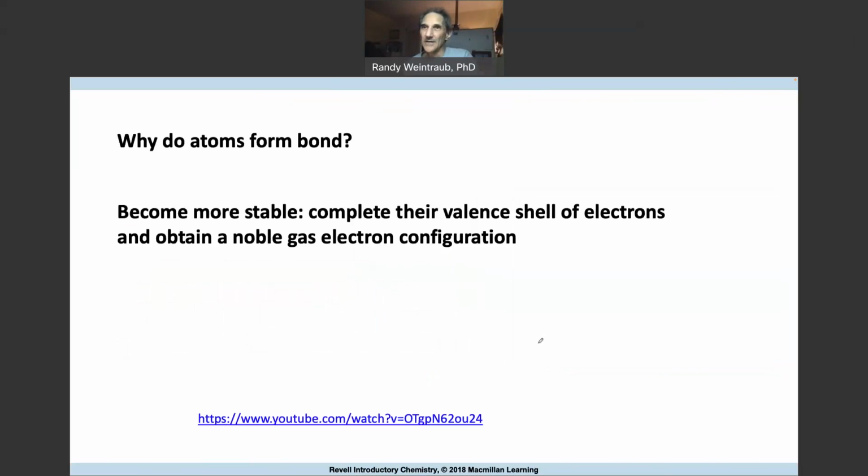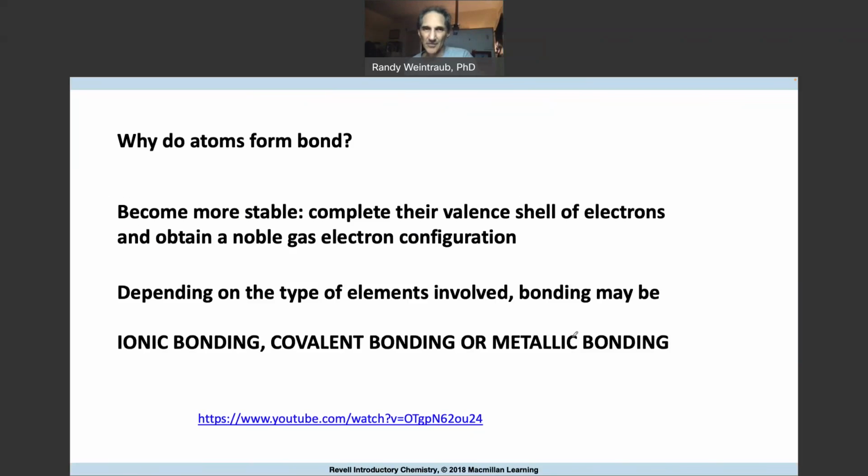So why do atoms form bonds? Well, the simple answer is to become more stable, to complete their valence shell electrons, and to obtain the noble gas configuration. Depending on the type of element involved, bonding may be ionic, covalent, or metallic.